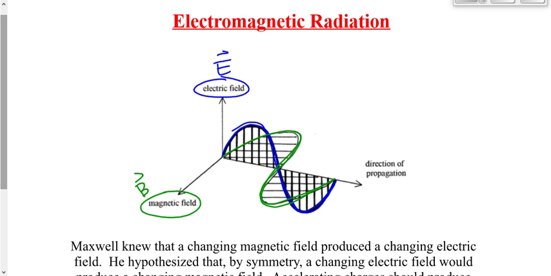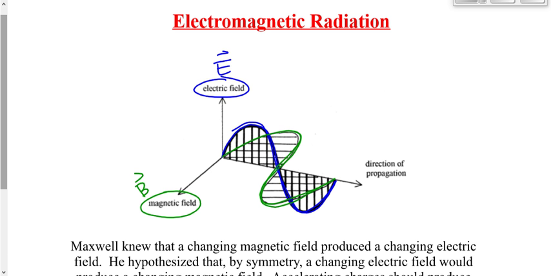This is critical here. If you have a magnetic field that is constant and an electric field that's constant, the magnetic field will not produce an electric field, and the electric field will not produce a magnetic field. If you want the magnetic field to produce the electric field, then you have to have a changing magnetic field. And if you want the electric field to produce a magnetic field, then you have to have a changing electric field. Maxwell hypothesized that that was the nature of the propagation of this wave.